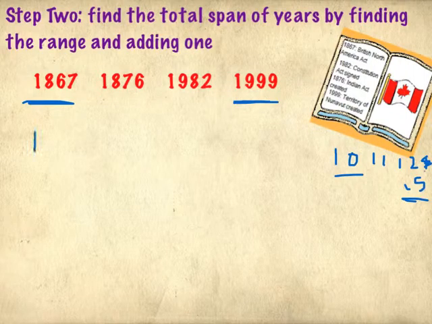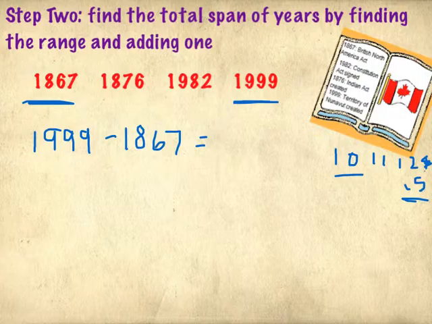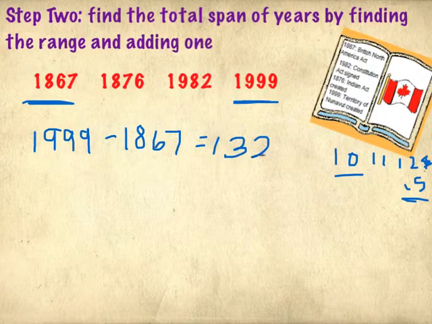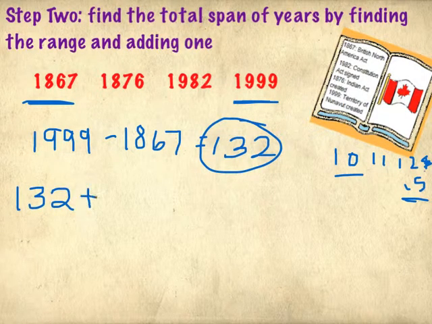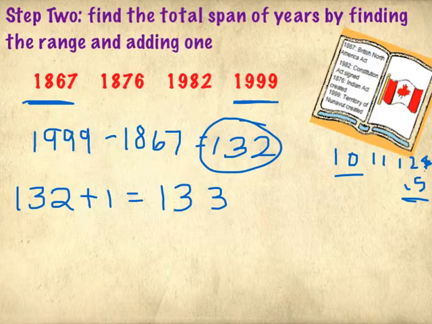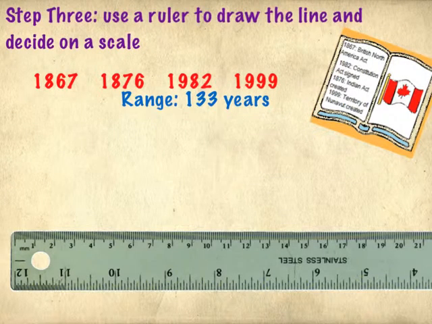In this case, I'm going to do 1999, take away 1867, which gives me 132. So my range of years is 132. The reason I add 1 is just to make sure that my number line will cover everything. So the span of years we are studying is going to be 133 years.